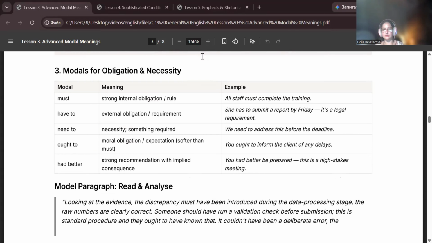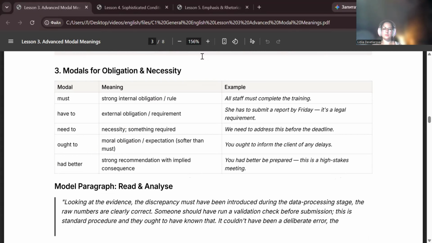Have to: external obligation, requirement. She has to submit a report by Friday. It's a legal requirement. Need to: necessity, something required. We need to address this before the deadline.